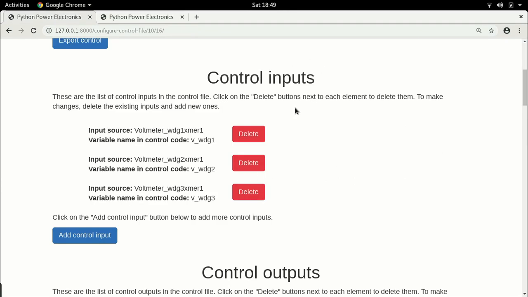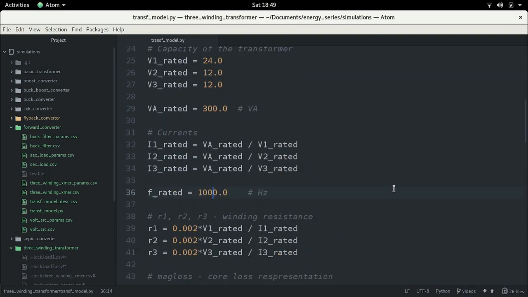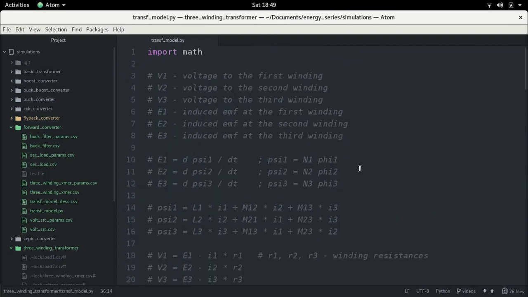So in this lecture, this is where we had left off. Let's go back to the editor and let's continue. So we had started modifying the magnetic model or mathematical model of the transformer, and we were adding the third winding.